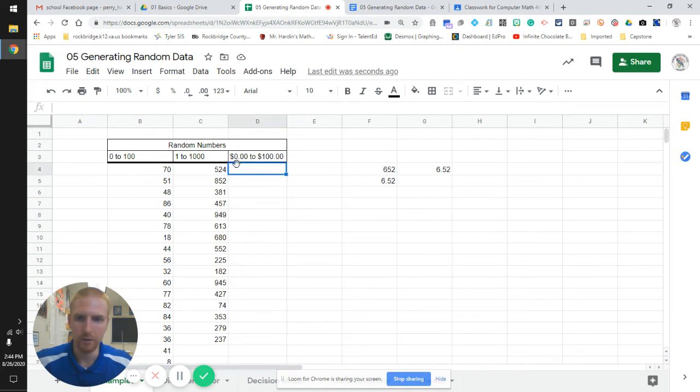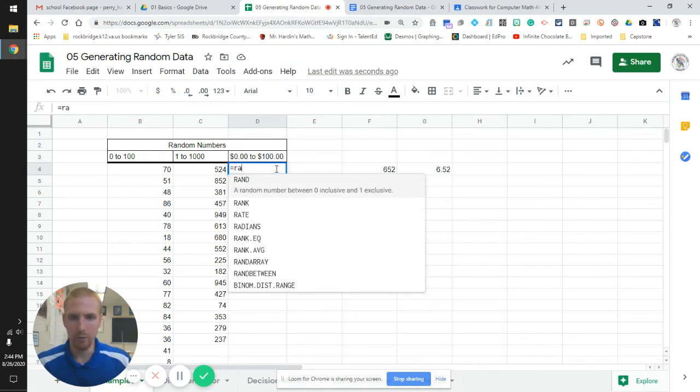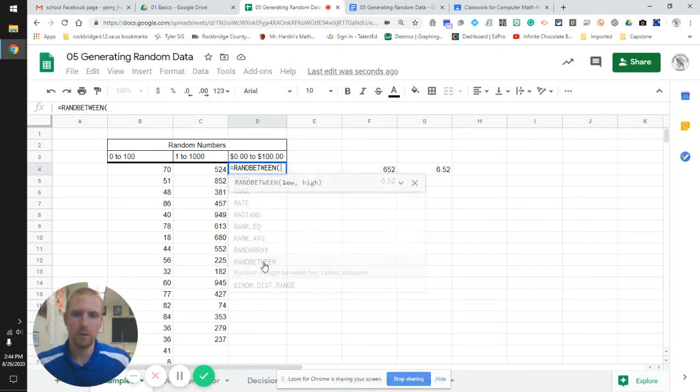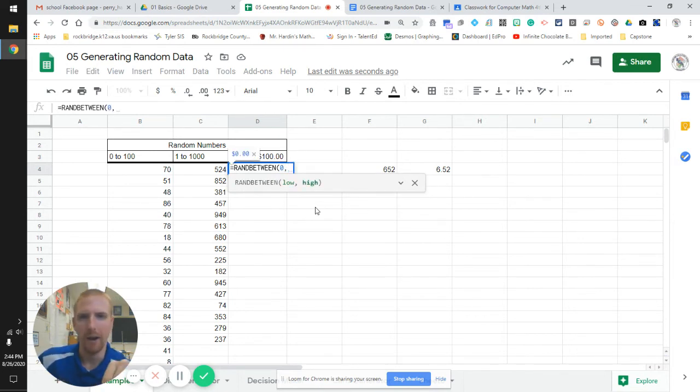So if I want to get this from $0 to $100 with decimals, I could say RANDBETWEEN, 0 would be at the bottom. Now, if I'm going to divide by 100 and end up with $100, let's see, what would that look like as an integer number? In other words, if I move that decimal 2 places, that would be 1 and 4 zeros, which is 10,000. Okay.